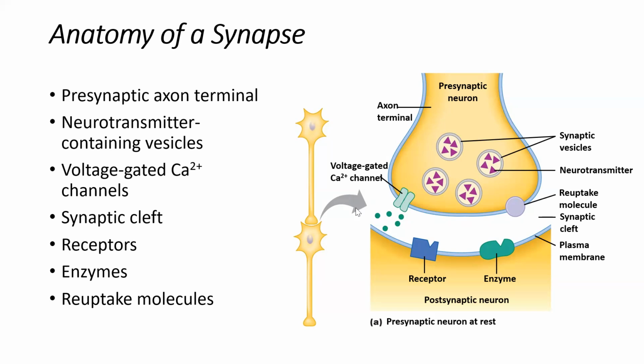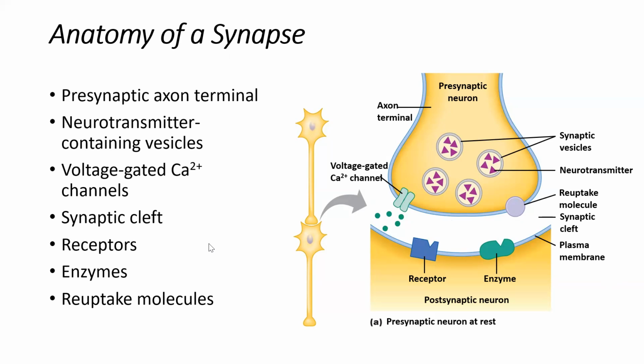We also need to think about the cleft. So again, these two cells are not flush up against each other the way that electrical synapses happen. Instead, we have a bit of a distance, and this is called the synaptic cleft, right? Sort of this junction or region where there's a gap.